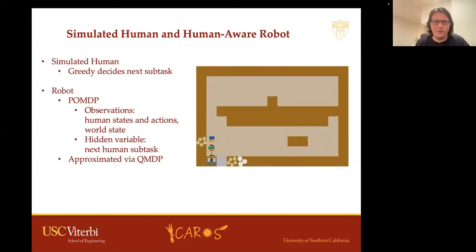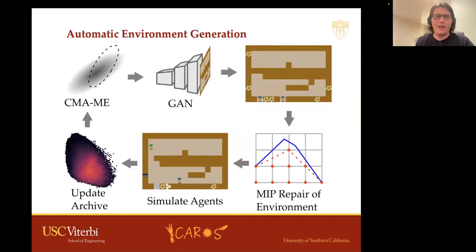And so to give a little more information about our simulated human, it's just running a planner to go to the next subtask and greedily deciding its next subtask based on some preference. And the robot is solving a POMDP where its observations are the human state and action and also the world state, but it doesn't know what the human's trying to do. So the hidden variable it's reasoning over is, what's the next human subtask? And POMDPs are NP hard to solve, so we're just approximating it with a QMDP.